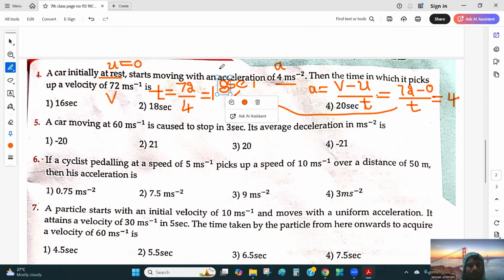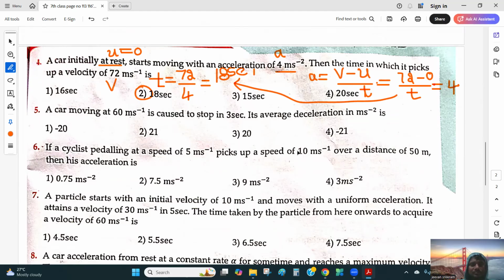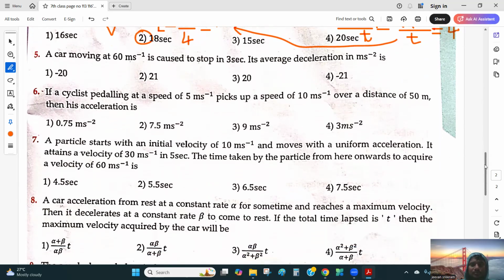Yeah, got it. Yes, 18 seconds. So the right option is 18 seconds. That's such an easy question. You should be able to do it. The car is moving 16.